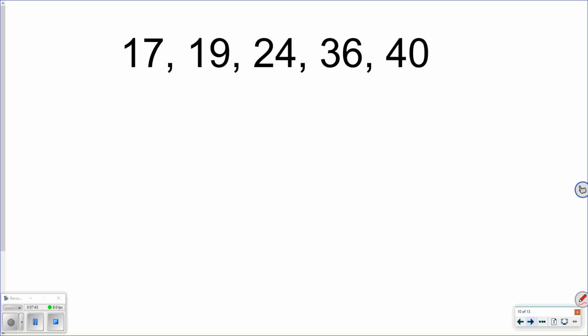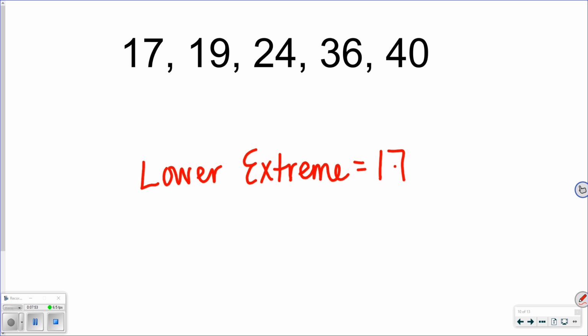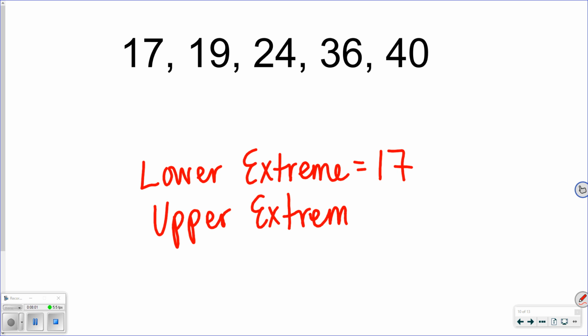How about this data? Where would our lower be? Again, it's in order, so it's easy to see the lower extreme is 17. How about the upper extreme? If you are thinking 40, great job. And lastly, where would the mode be?